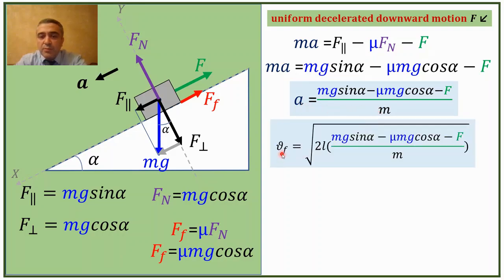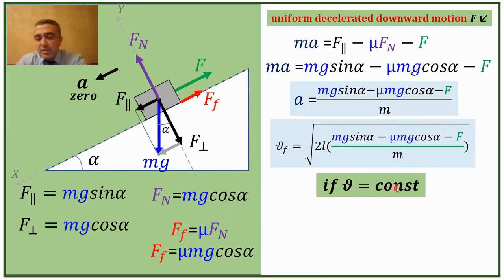And in order to find the velocity, we have obtained this equation. And for the uniform motion, the acceleration is zero.